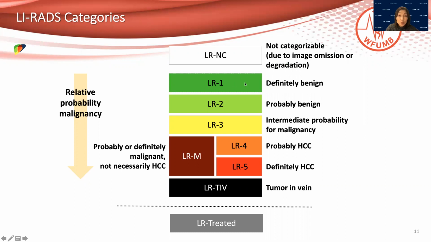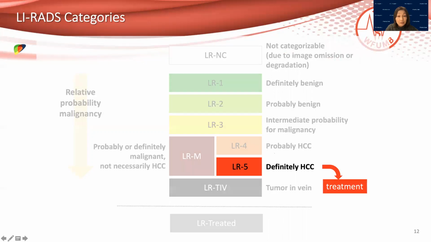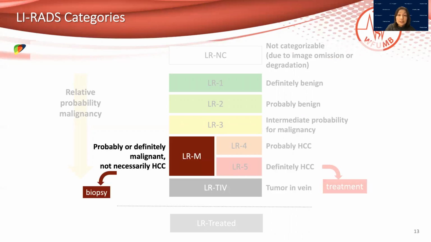And then we have LI-RADS 1, which is definitely benign, like hemangiomas or cysts. And as the number goes up, the relative probability of malignancy goes up. LI-RADS 5 is a definite HCC, so you can send a patient to treatment without biopsy. On the other hand, LI-RADS M is probably or definitely malignant, but not necessarily HCC. It includes intrahepatic cholangiocarcinoma, metastasis, and some HCCs.